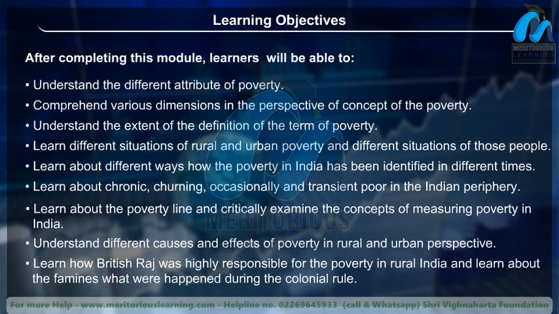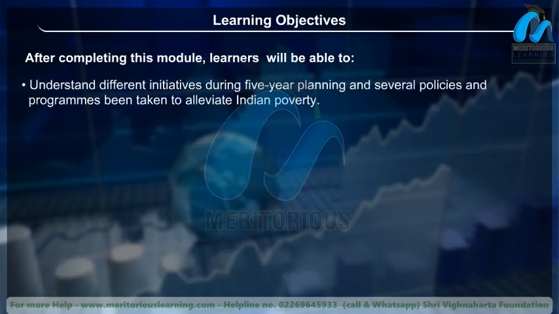Learn how the British Raj was highly responsible for the poverty in rural India, and learn about the famines that happened during the colonial rule. Understand different initiatives during the five-year plans and several policies and programs taken to alleviate Indian poverty.